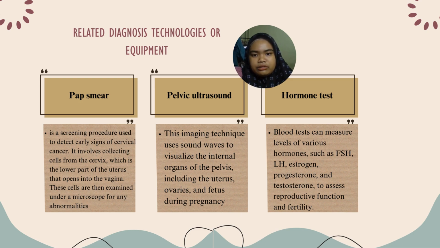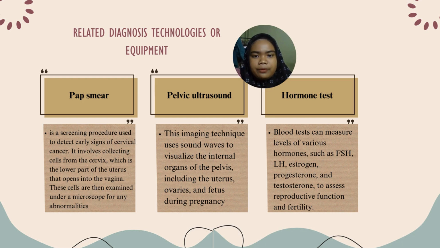Related diagnosis technology or equipment. The first one is Pap smear. It's a screening procedure used to detect early signs of cervical cancer. It involves collecting cells from the cervix, which is the lower part of the uterus that opens into the vagina. These cells are then examined under a microscope for any abnormality.